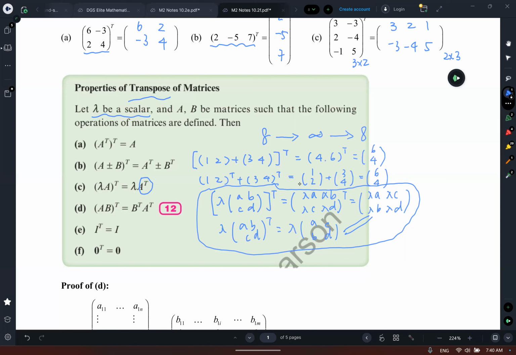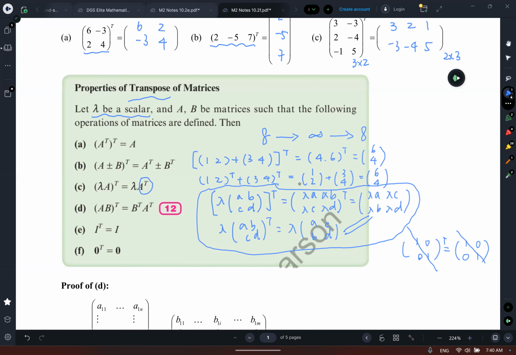Skip that. Let's talk about E and F first. They are very simple because the transpose of I is I itself. It's obvious because I is seen as a symmetric matrix, meaning that this is the symmetry line, and if you transpose it, it doesn't change. The last one is 0. 0 transpose is 0. Very simple.